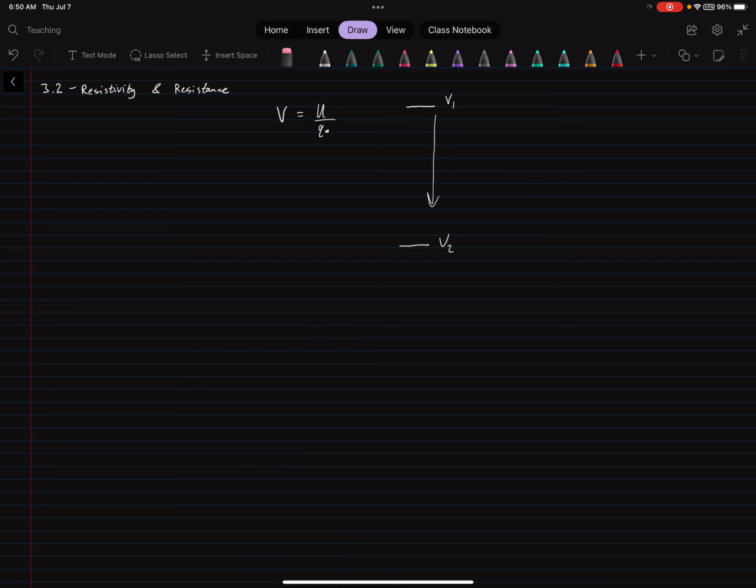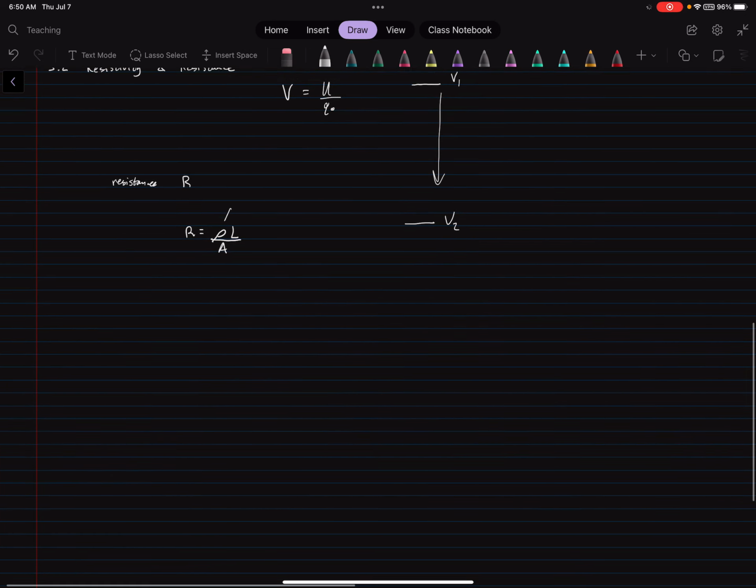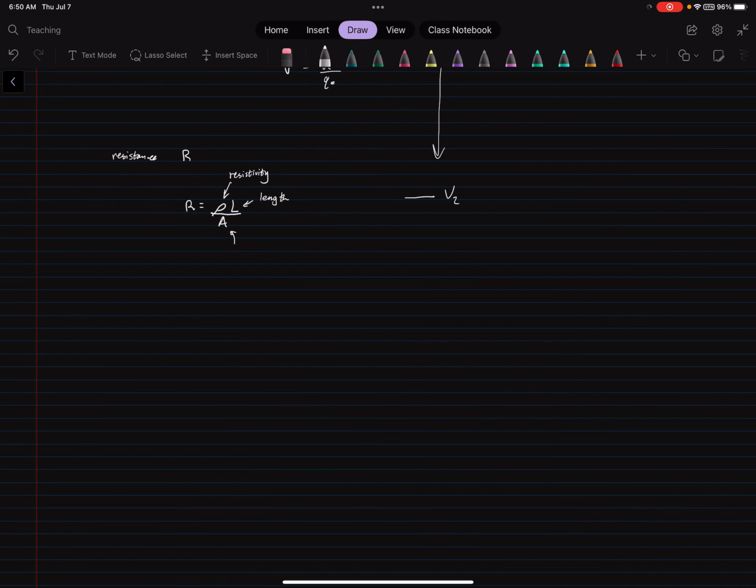So resistance is usually denoted with a capital R, and R is equal to rho, but in this case it's not density, times L divided by A for a given material. This is a quantity called the resistivity of a material. L is the length of the material. So imagine a wire, or just a metal bar. And then A is the cross-sectional area.